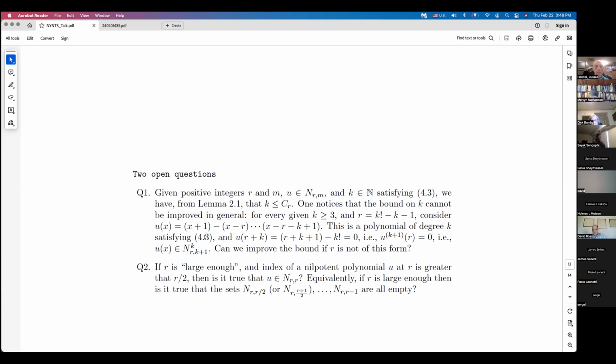So that means it satisfies the sequence of equalities and also one inequation, I guess. And there is an r for which this happens. So in general, this cannot be improved. But my question is, if r is not of this form, can we say something about the maximum k?